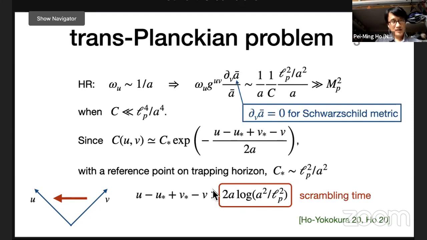And also, I pointed out that the right-hand side is actually just the definition of scrambling time. So it says that over the order of magnitude of scrambling time, this value of the conformal factor would be small enough to give you a Transplanckian invariant quantity.